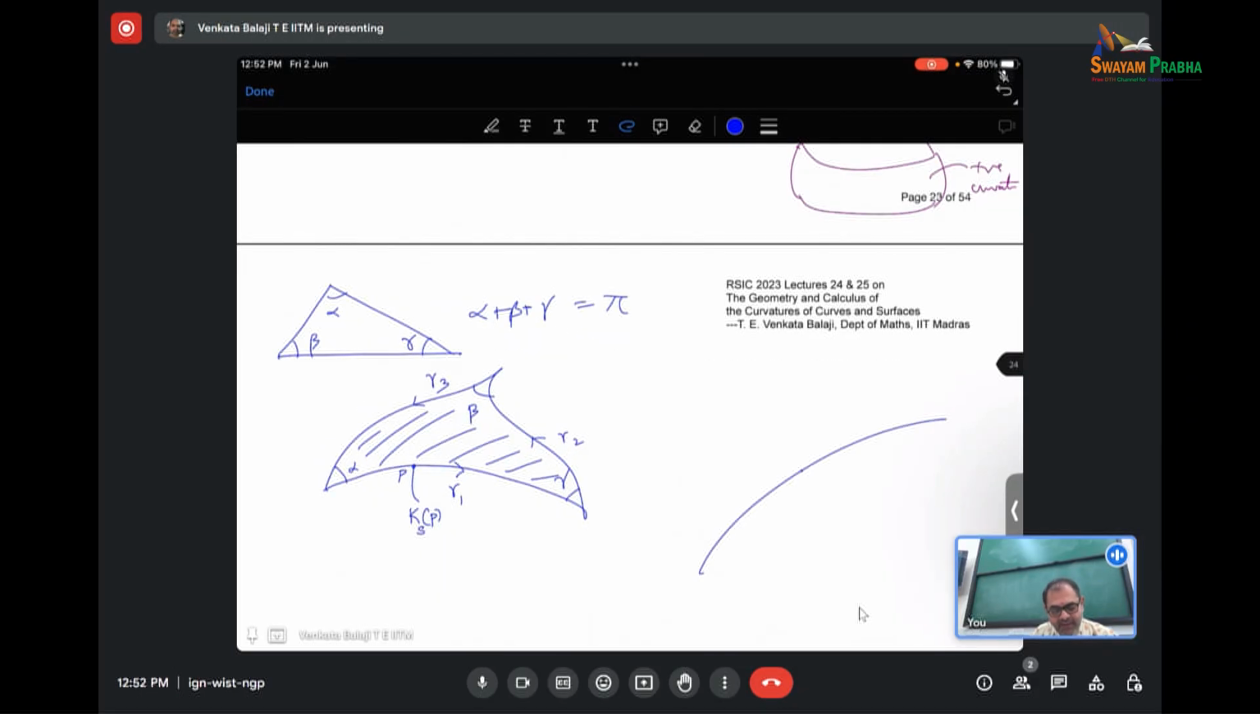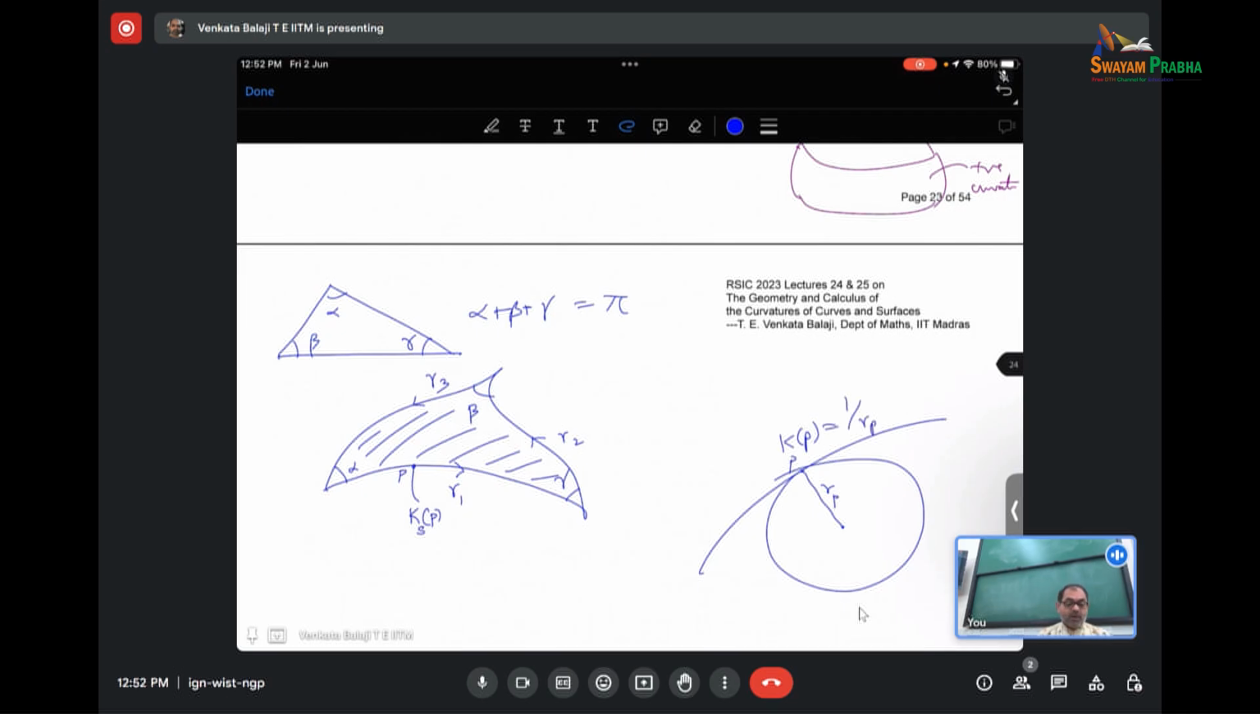Mind you, how this comes is when you take a curve, what is curvature? At a given point you have a best fitting circle, that's called the circle of curvature. Its center is called the center of curvature, and its radius is called the radius of curvature. You take the reciprocal of that, that is the curvature at that point. So k of p is just 1 by R of p.